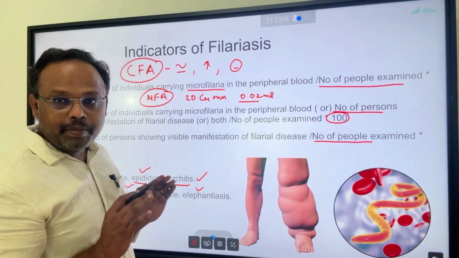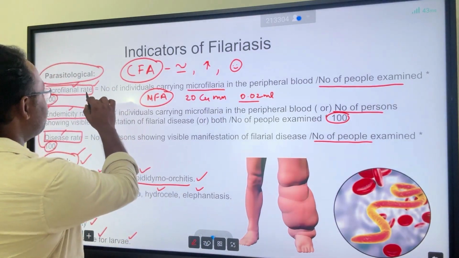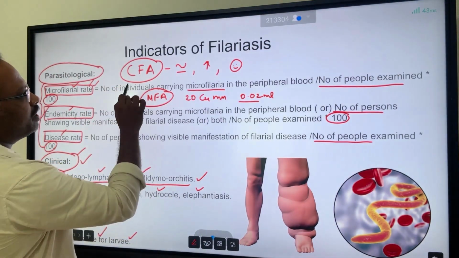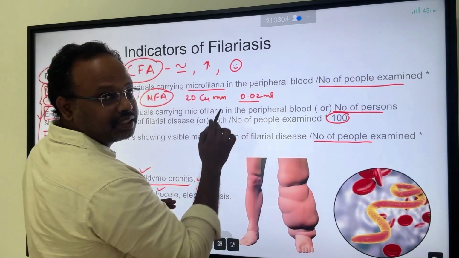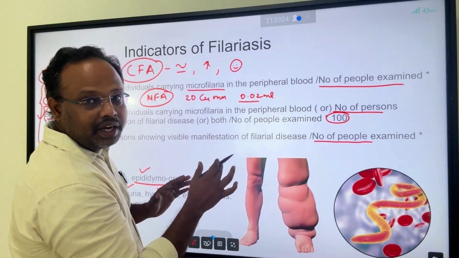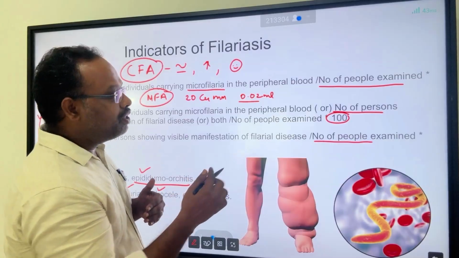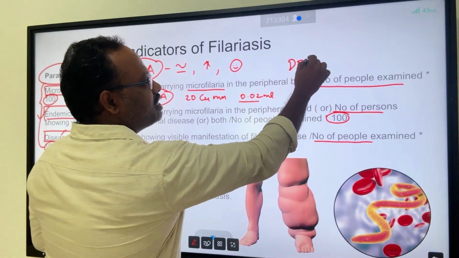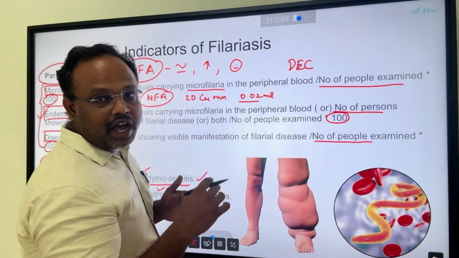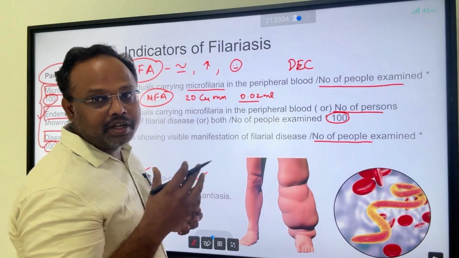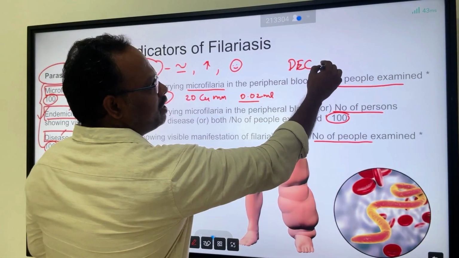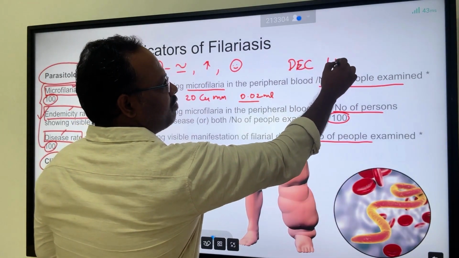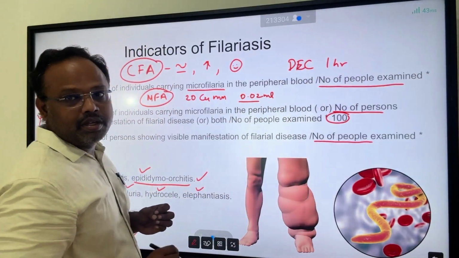But for epidemiological purposes, we need to remember that for the microfilaria rate, the numerator is the number of individuals carrying the microfilaria in the peripheral blood. As I told earlier, this will be done during the night, 8:30 to 12 p.m. Sometimes they will do it with DEC provocation. They administer 100 milligram of DEC, and after 1 hour, the microfilaria concentration will be more in the blood. So they take the blood after 1 hour of administration of 100 milligram DEC.